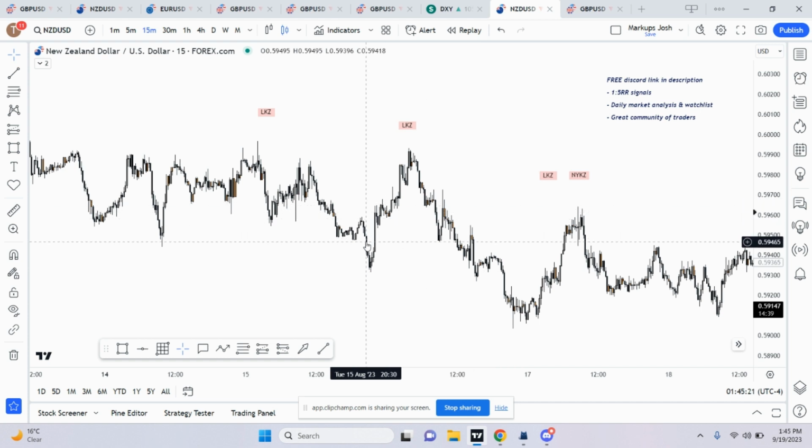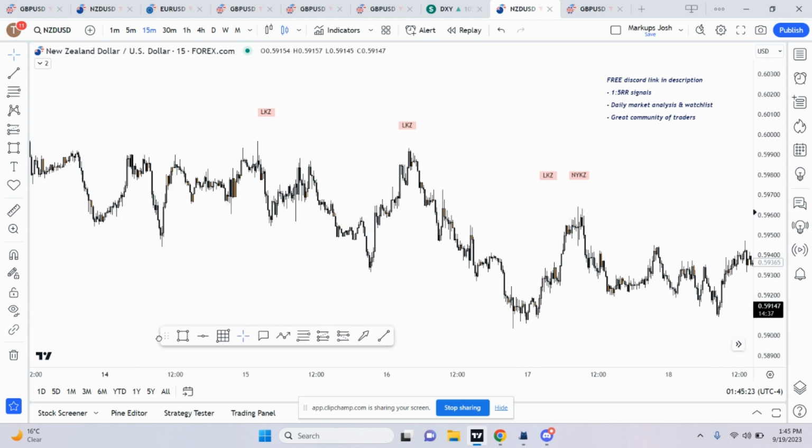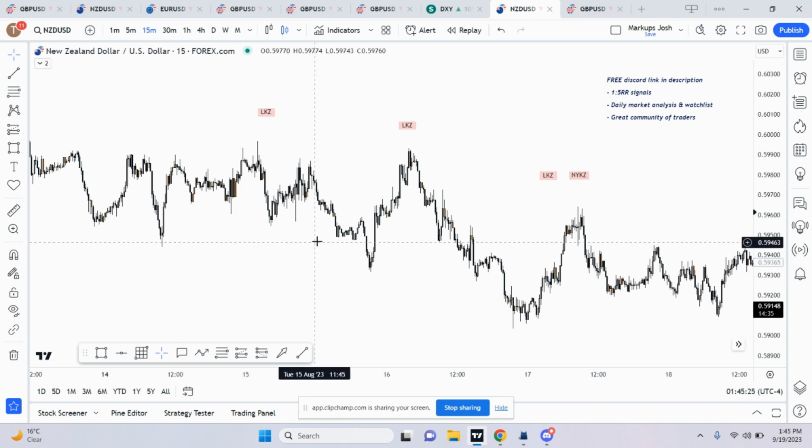I just wanted to break down some price action with you. A couple of trades that I took from my journal. This was on NZD USD between the 14th of August and Friday the 17th of August.